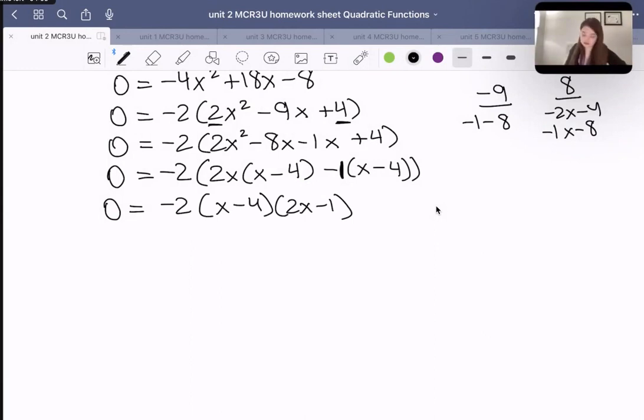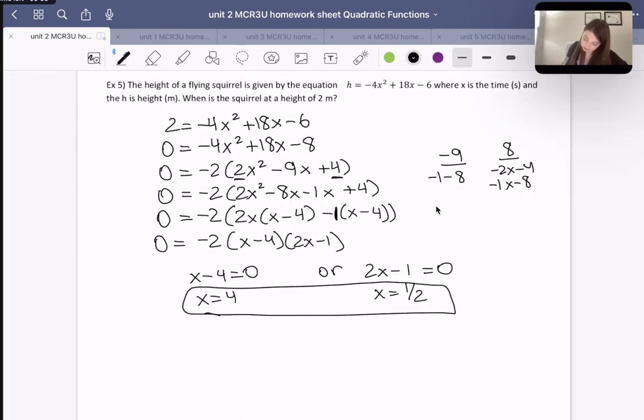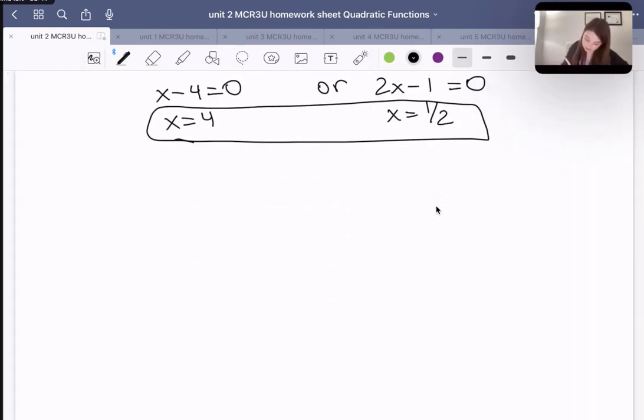And now to finish this off, we need x minus 4 to equal 0 or 2x minus 1 to equal 0. So therefore, x must either be 4 or x must be 1/2. Those are the options. So to answer the question, the squirrel is at a height of 2 meters after 1/2 a second and after 4 seconds. So it occurs twice, and I'm going to include both of these as the answers.